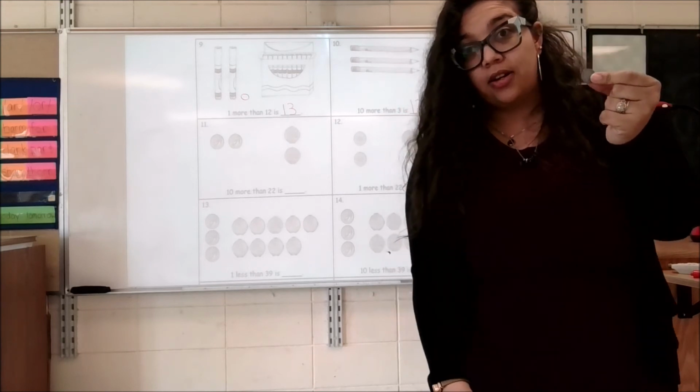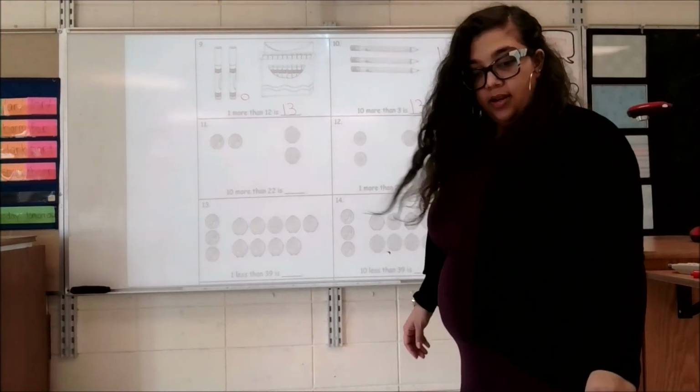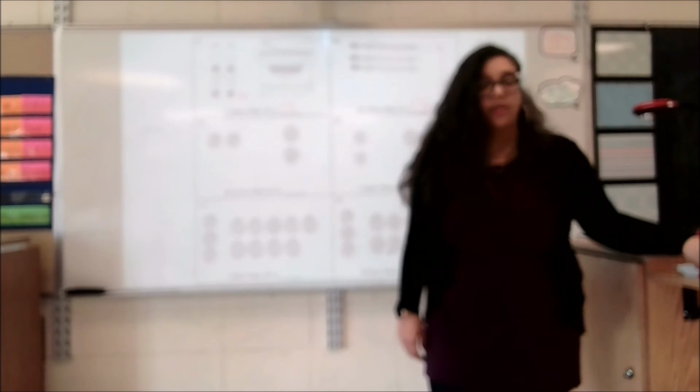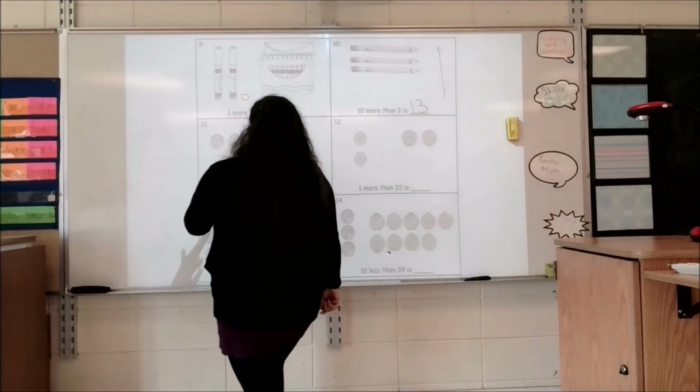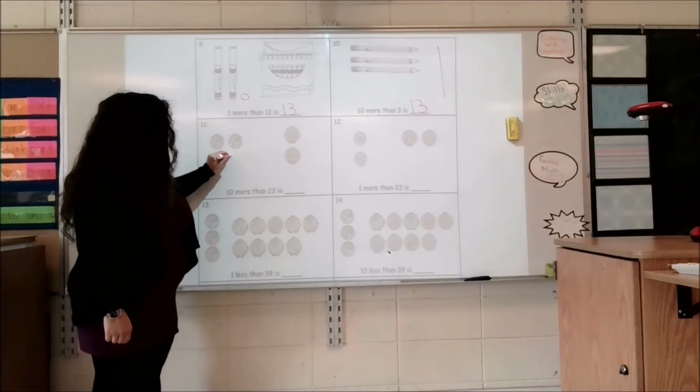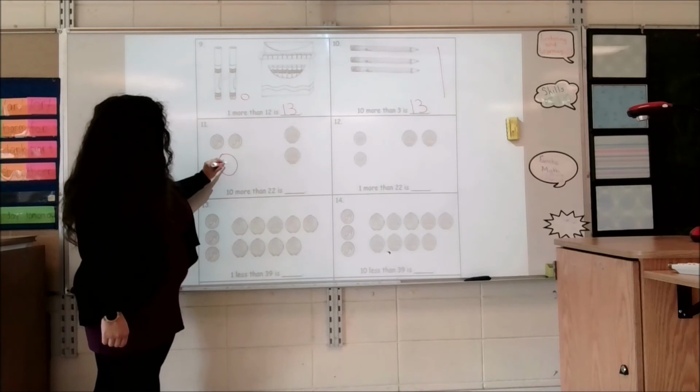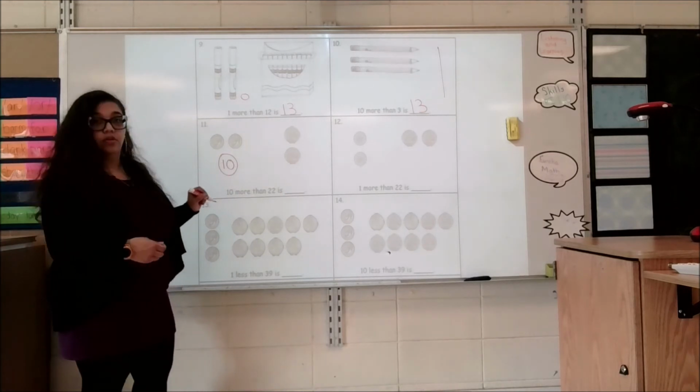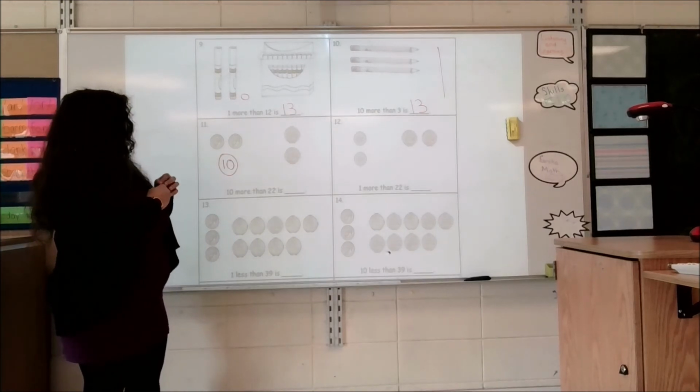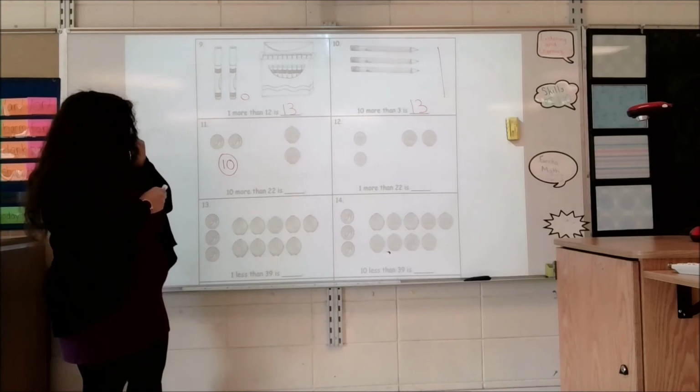A group of 10, correct. So we said we will draw dimes and or pennies by making a circle, and in the circle we put the value of that circle, correct? Good. So let's figure out, what is 10 more than 22?